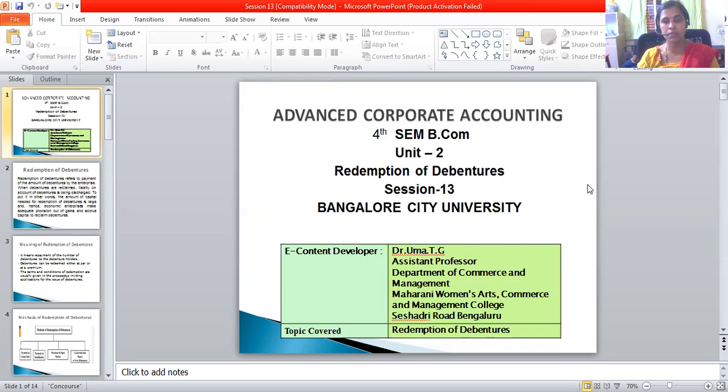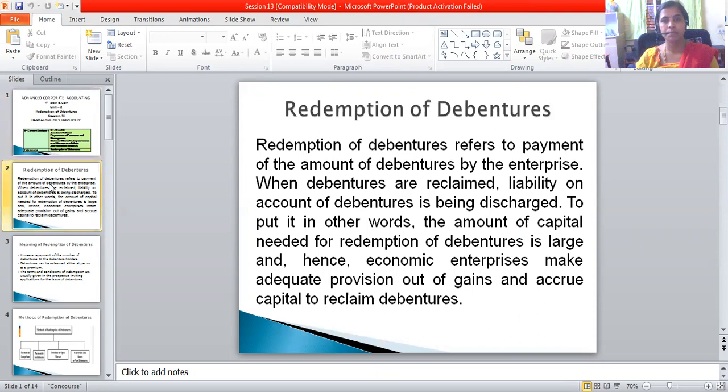So I shall be discussing theoretical aspects relating to redemption of debentures. To start with, the redemption of debentures refers to the payment of the amount of debentures by the enterprise. An organization borrows money through debentures, so this is a debt form of capital. When debentures are reclaimed, the liability on account of debentures is discharged.